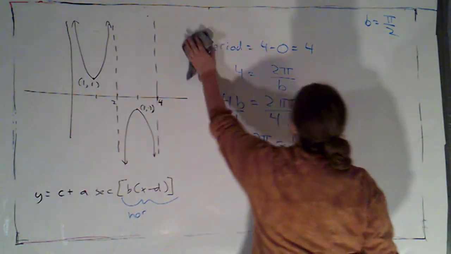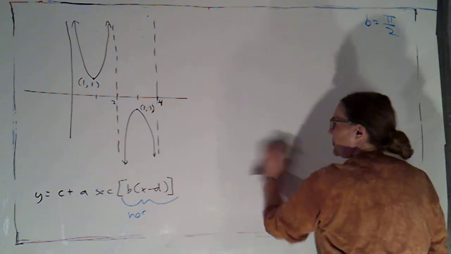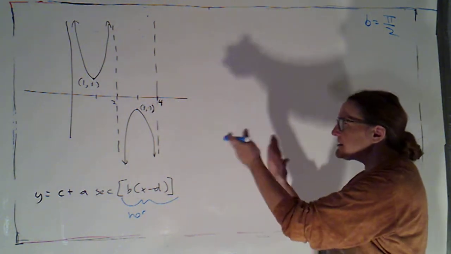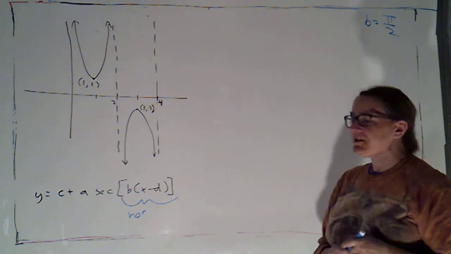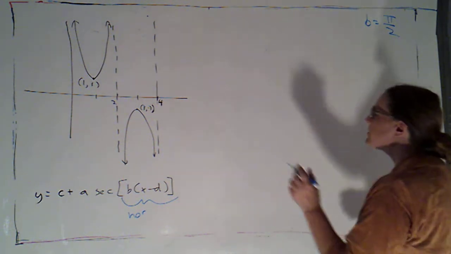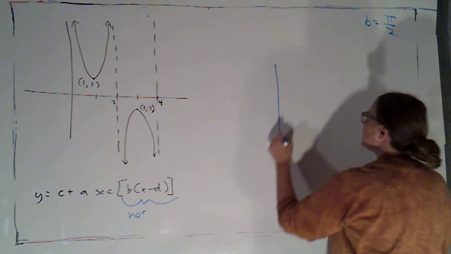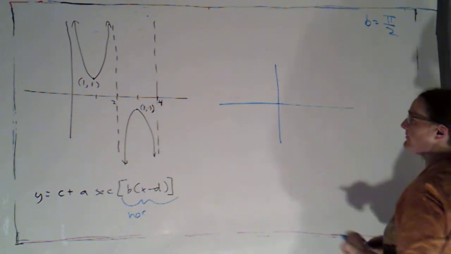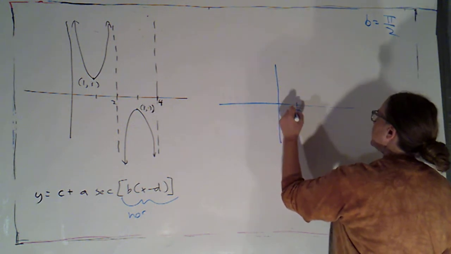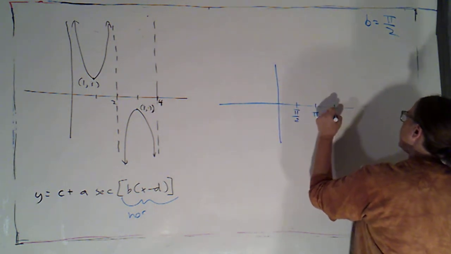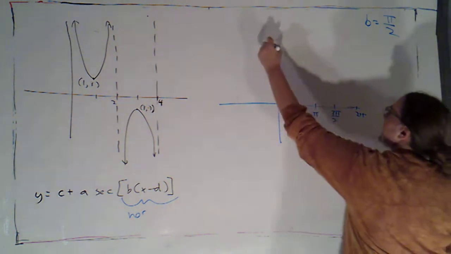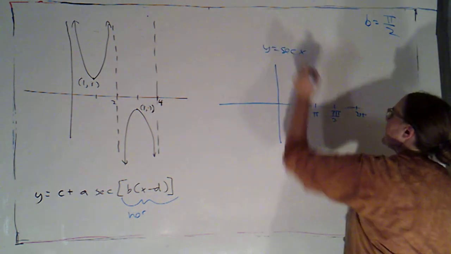For the horizontal shift, which is what would be accomplished by this d, I need to see, have I shifted the asymptotes or not? So what I want to do is start by looking at what the basic graph of secant would look like. So 0, pi over 2, pi, 3 pi over 2, 2 pi. I'm just going to sketch y equals secant of x.